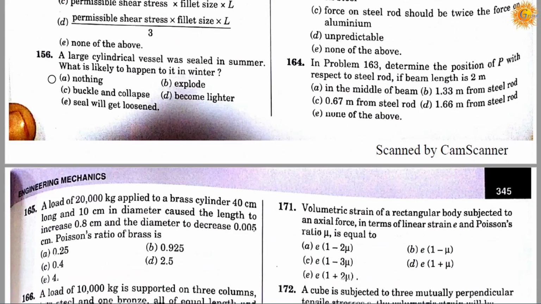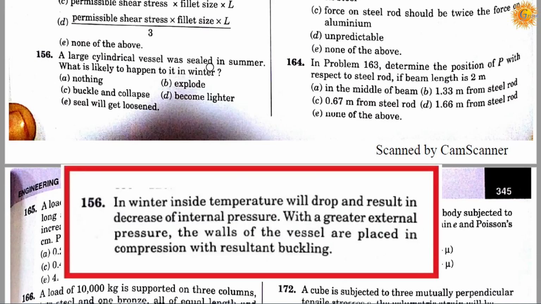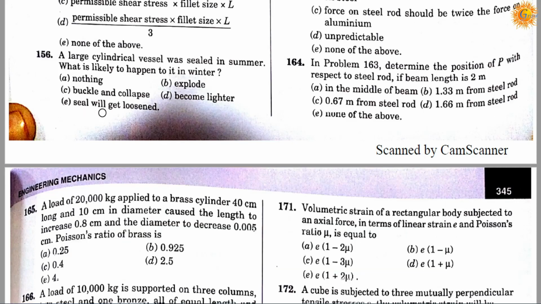Question number 156. A large cylindrical vessel was sealed in summer. What is likely to happen to it in winter? Option A, nothing; option B, explode; option C, buckle and collapse; option D, become lighter; option E, seal will get loosened. So correct answer is C, it will buckle or collapse.